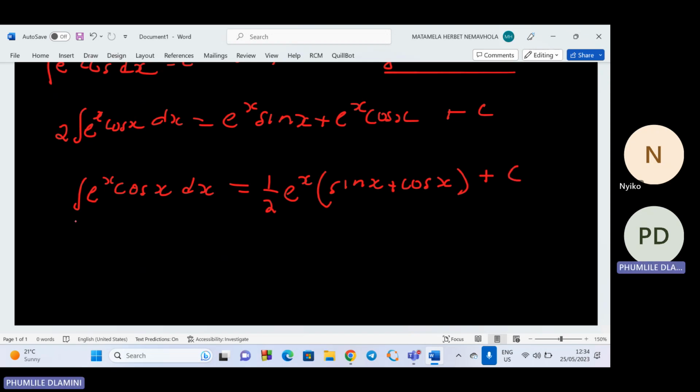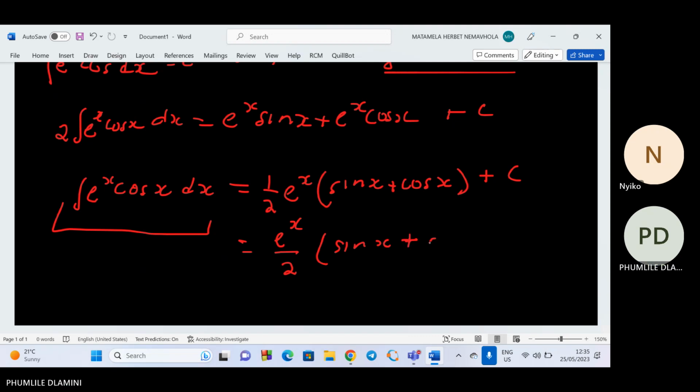So now we just solved our integral. The integral that we're solving, the integral of e to the power x cos x. We found that it is 1 over 2, which you can even write as e to the power x over 2, sine x plus cos x plus c.